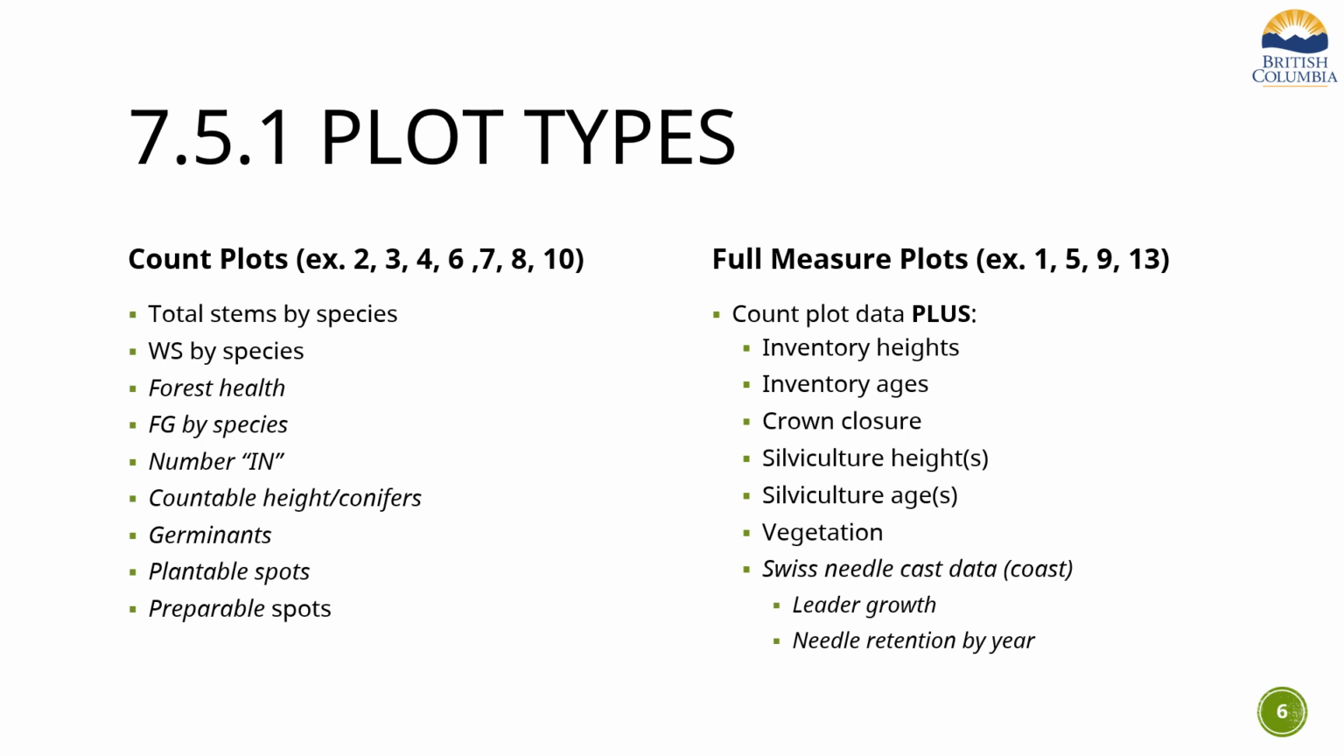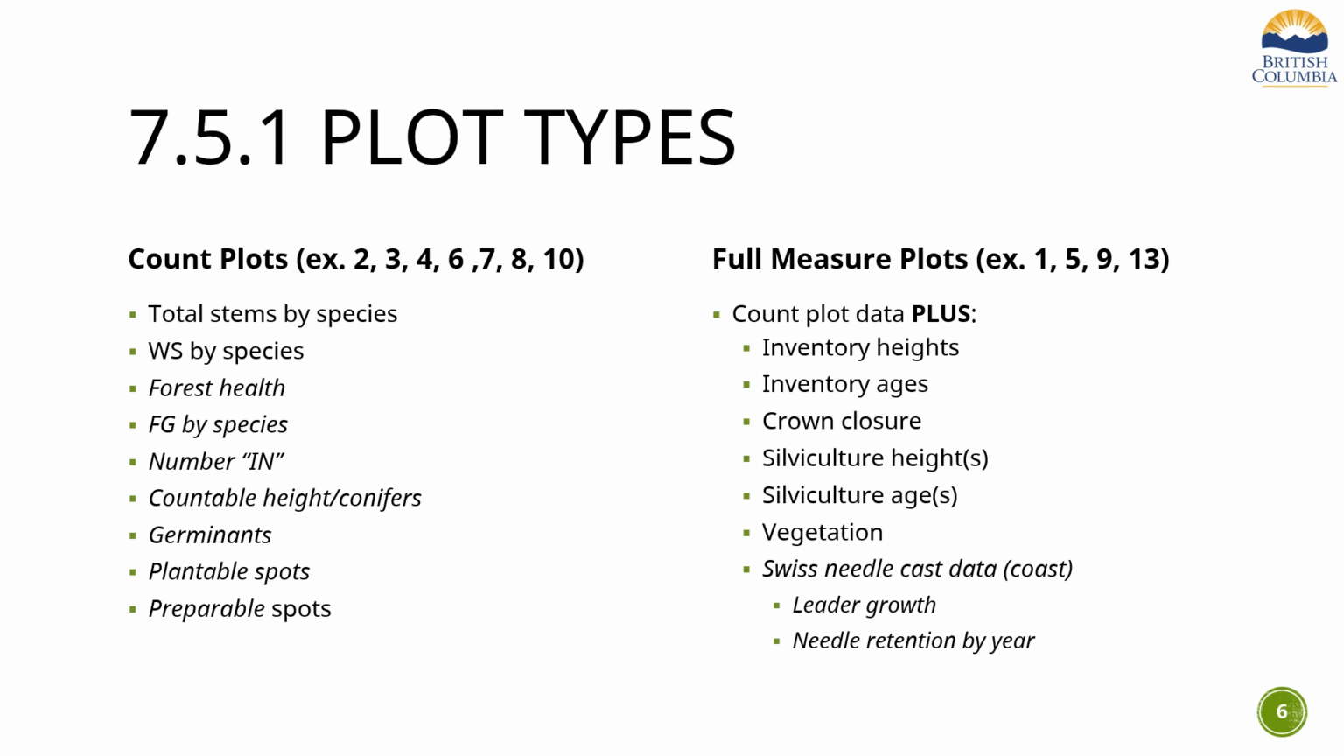Then you have full measure plots. They are slower and involve more data collection, so they only happen every fourth plot. For example, plot 1, 5, 9, 13, etc. At minimum, there should be 3 full measure plots per stratum. At these plots, you collect everything applicable from the count plot, plus inventory heights and ages, crown closure, silviculture height and age, and competing vegetation.